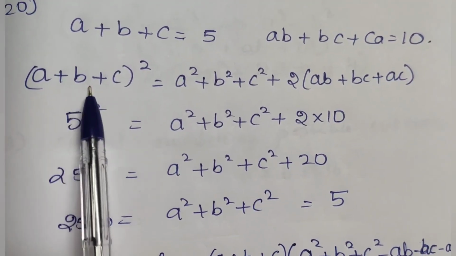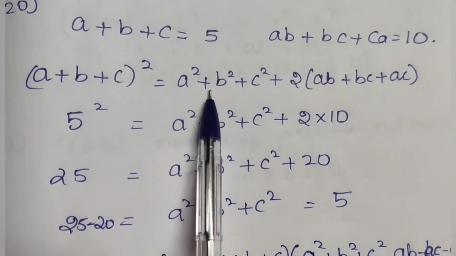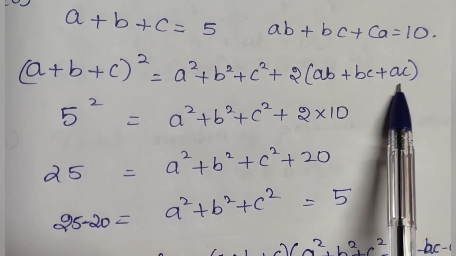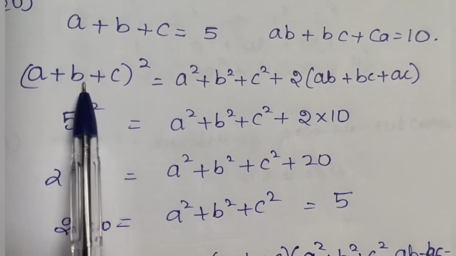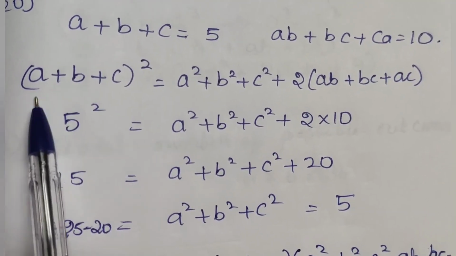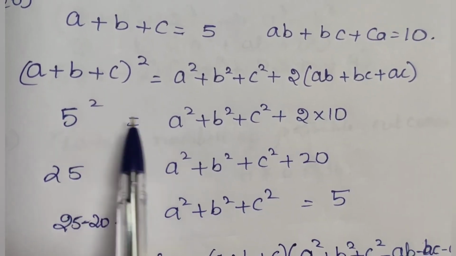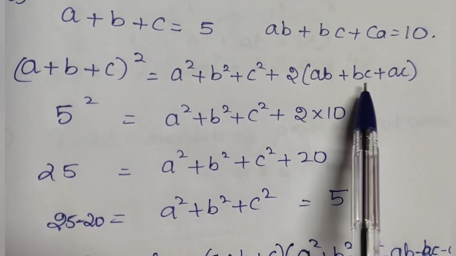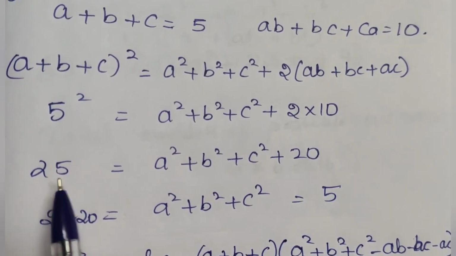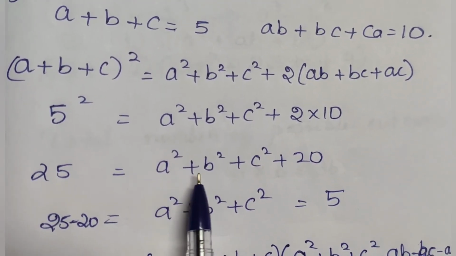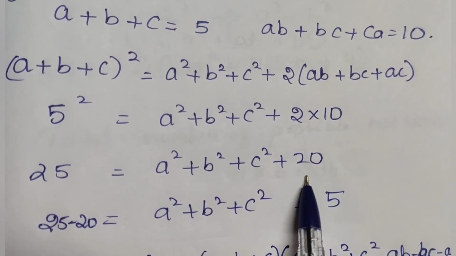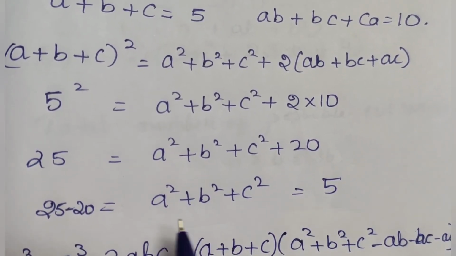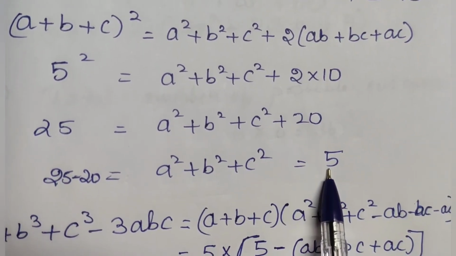The identity: A plus B plus C the whole square is equal to A square plus B square plus C square plus 2 into AB plus BC plus AC. This is the identity. A plus B plus C we have as 5. The whole square equal to A square plus B square plus C square, which we do not know, plus 2 into AB plus BC plus AC equal to 10. Thus we get 5 fives are 25 equal to A square plus B square plus C square plus 2 into 10, which is 20. 20 when transposed to this side becomes 25 minus 20, which is 5. A square plus B square plus C square is equal to 5.